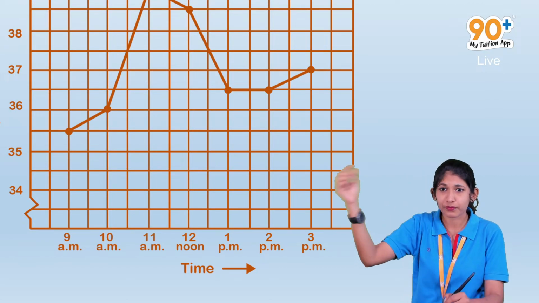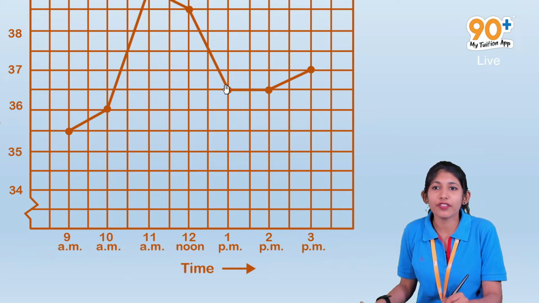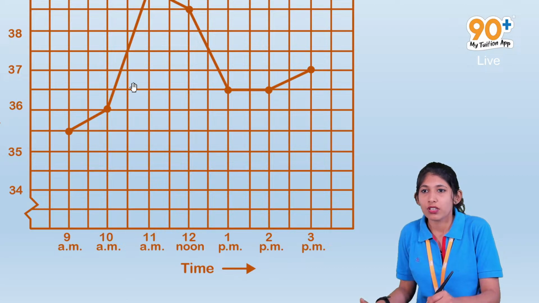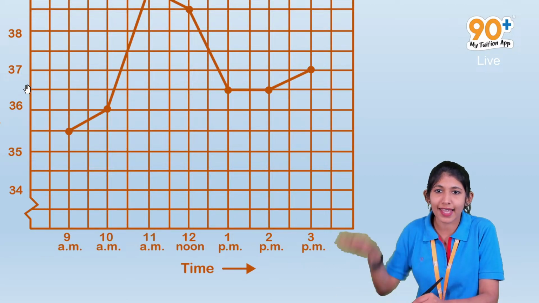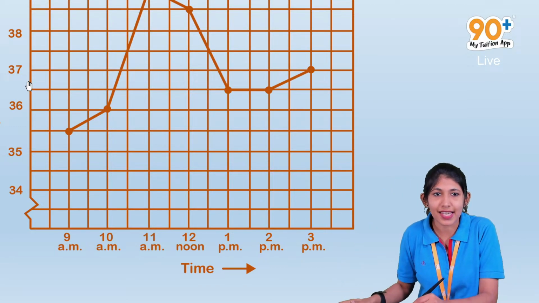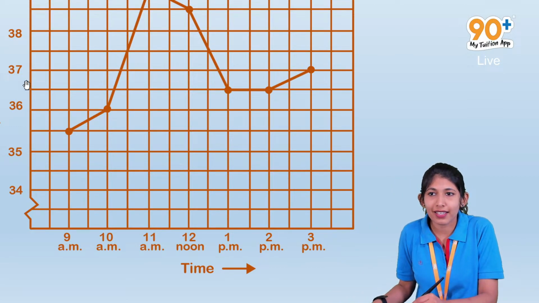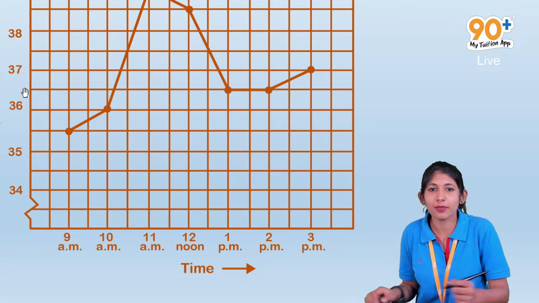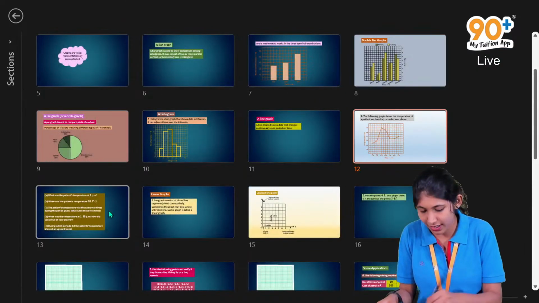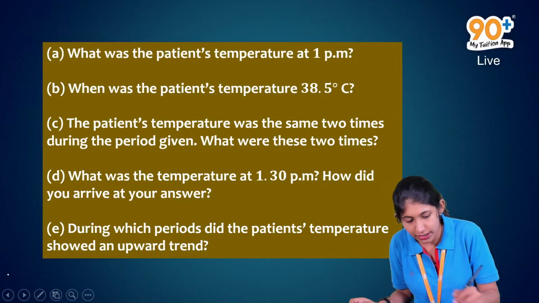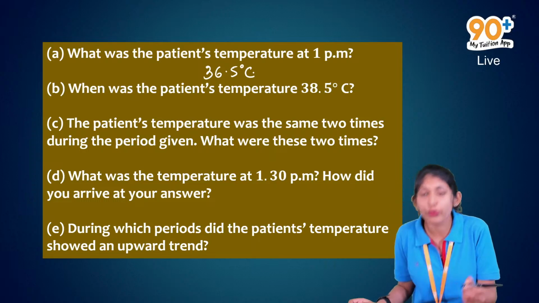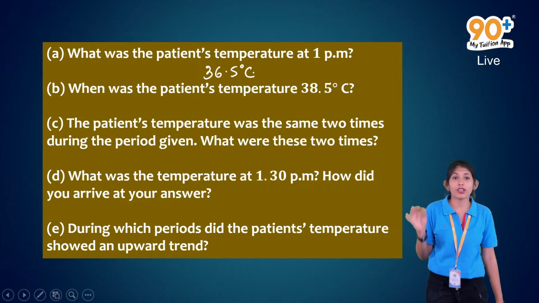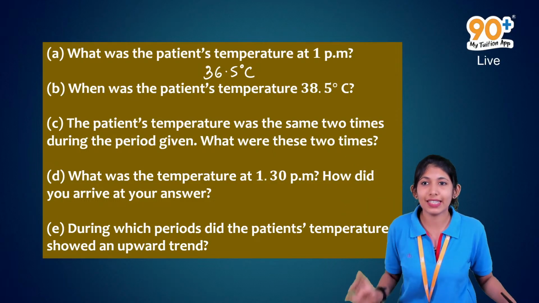From 1 p.m. you have touched your graph. Now walk towards the y-axis. What is this point? You can see a white hand. Exactly in the middle of 36 and 37. So it is 36.5 degrees Celsius. Don't forget to write the unit. Don't ever forget to write the unit.